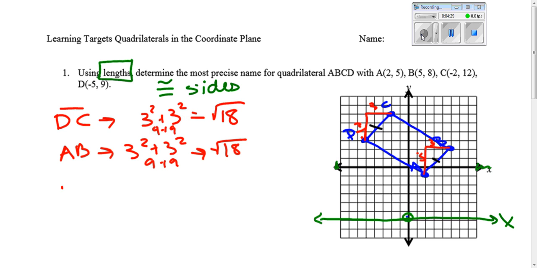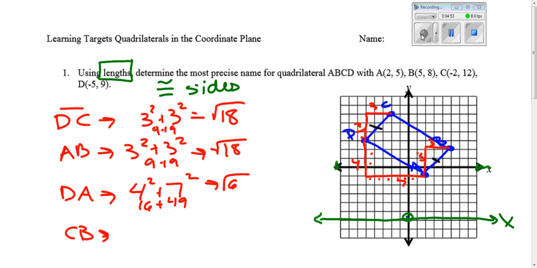DA and then CB. Okay, so the length of DA, 1, 2, 3, 4, and over 1, 2, 3, 4, 5, 6, 7. So 4 squared plus 7 squared, which is 16 plus 49. All right, which brings me up to the square root of 65.